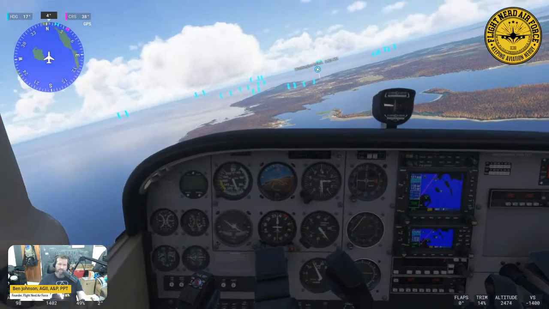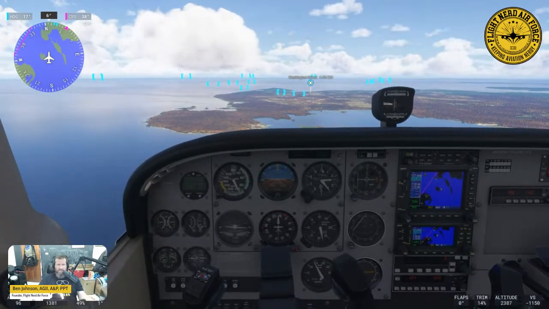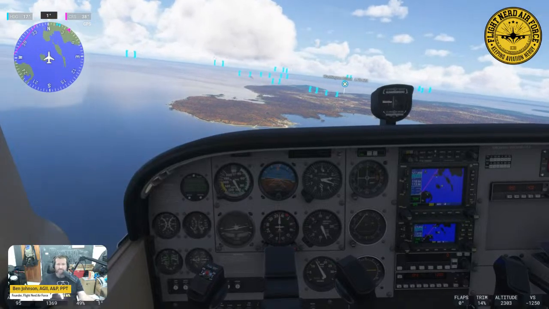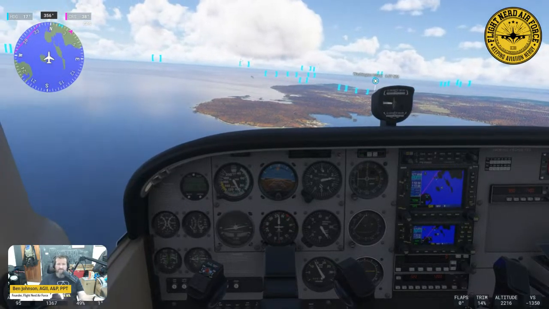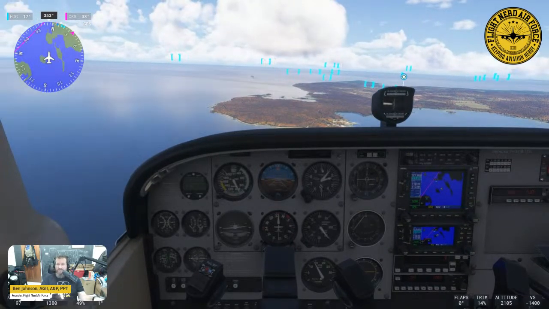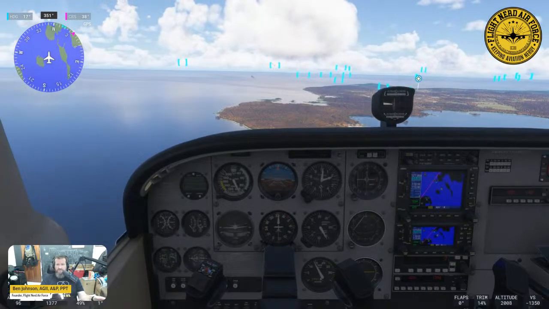Yeah, there's our airport. Oh, we got a ways to go here. That's all right. Set up on just a long final here to Washington Island Airport. Look at this gorgeous scenery. This is the state of Wisconsin at its finest. I highly recommend coming during the summer and the fall. It is absolutely gorgeous.